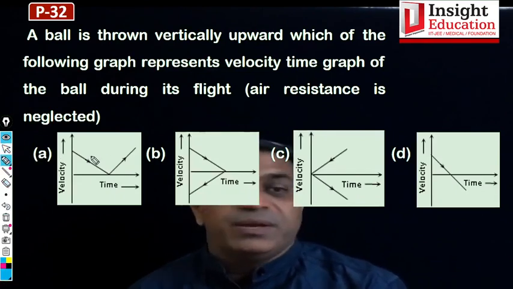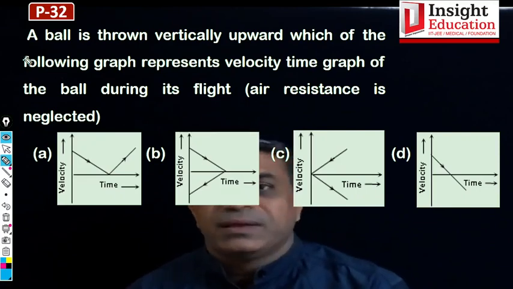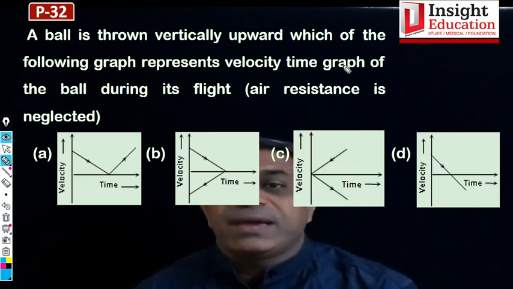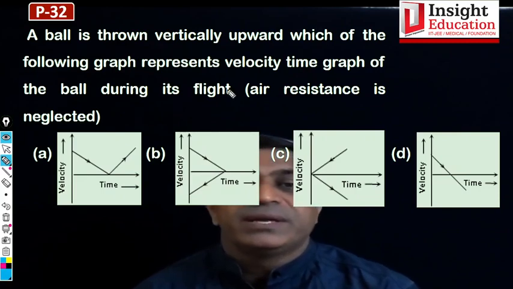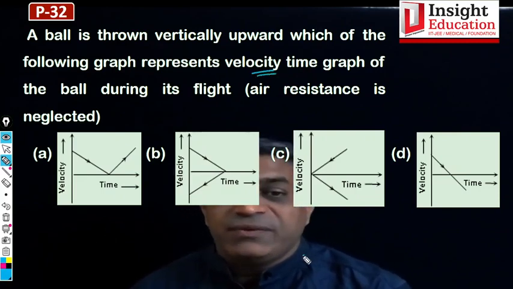Now, sir, very important example. I think it is asked in NEET 18. A ball is thrown vertically upward. Which of the following graphs represents the velocity-time graph of the ball during its flight? So, it's a velocity-time graph. Already we have discussed.